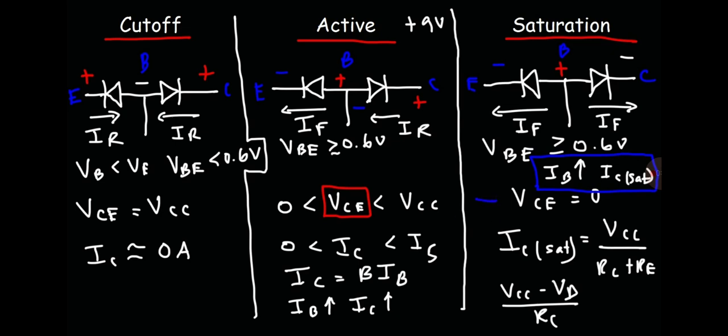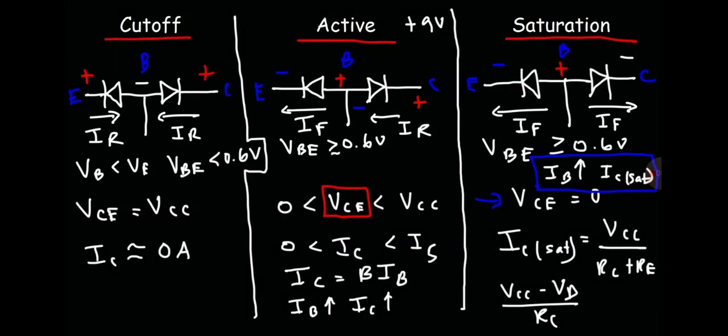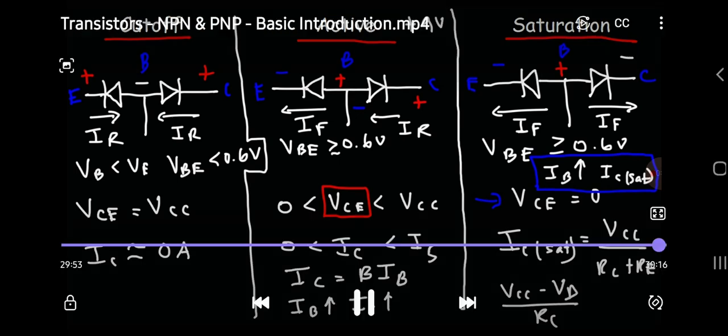And then you can also tell by measuring VCE. If you connect a meter between the collector and the emitter pin of the transistor, if it's approximately 0, the transistor is in saturation mode. So those are some ways in which you could determine if the transistor is in the cutoff region, the active region, or the saturation region.